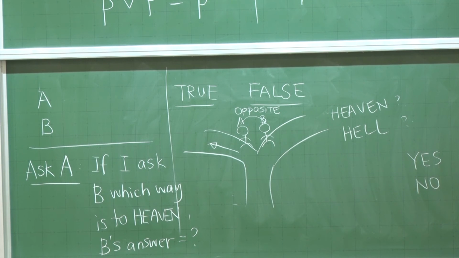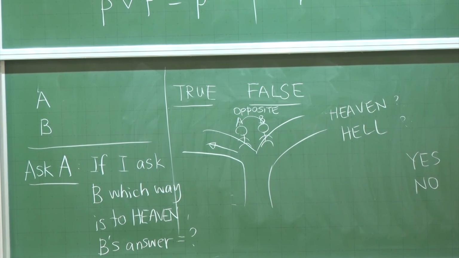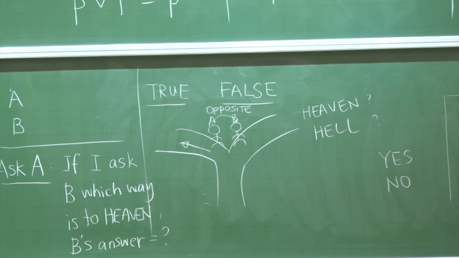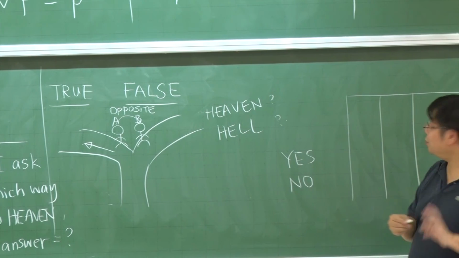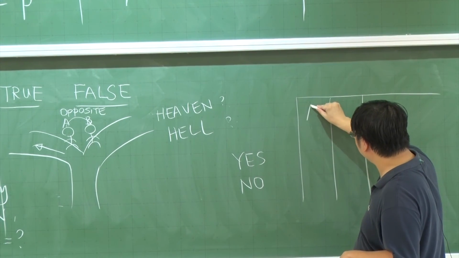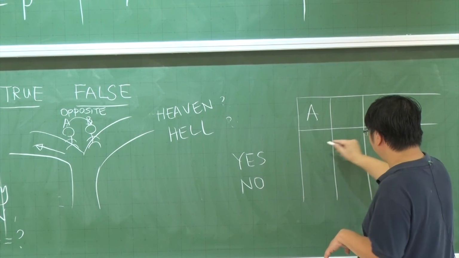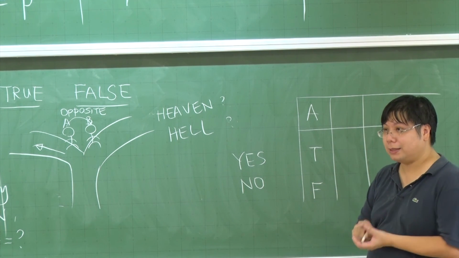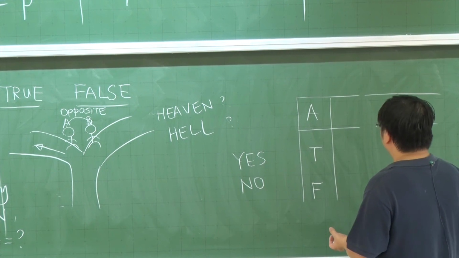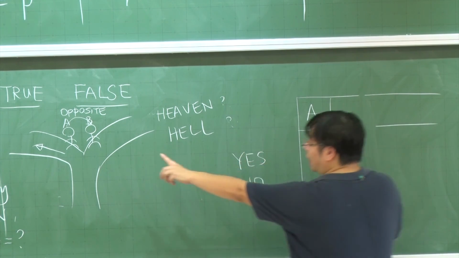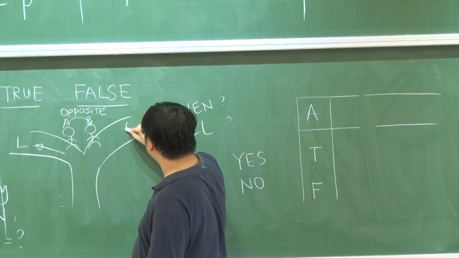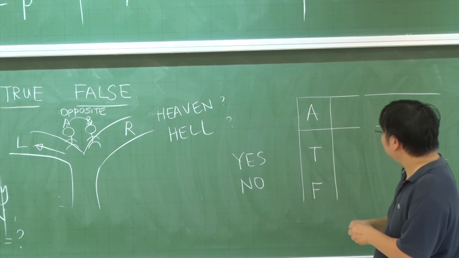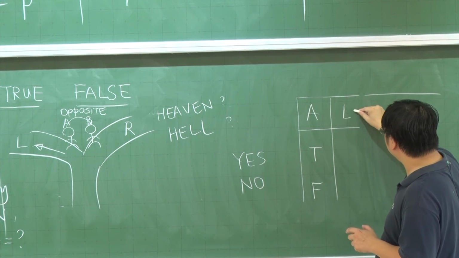So there are four cases. A can be true type or false type, right? Let's say this is the left side, and this is the right side. So the other case is that left is for heaven.